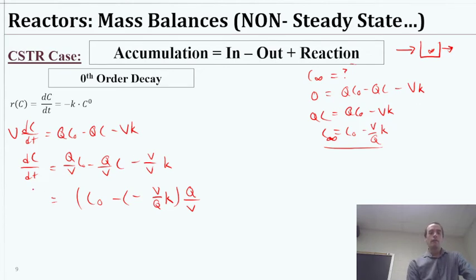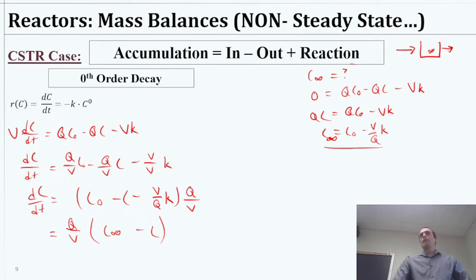So now we're very close to having the C at infinity, right? So we have dC over dt equals that stuff. So let's see if we can formulate this in a way where we have C at infinity as a term here. So we say dC/dt equals C naught minus VK over Q. So that's actually C naught right here and VK over Q here. So we could say this is Q over V times C naught minus V over Q times K. That is our C infinity minus C.